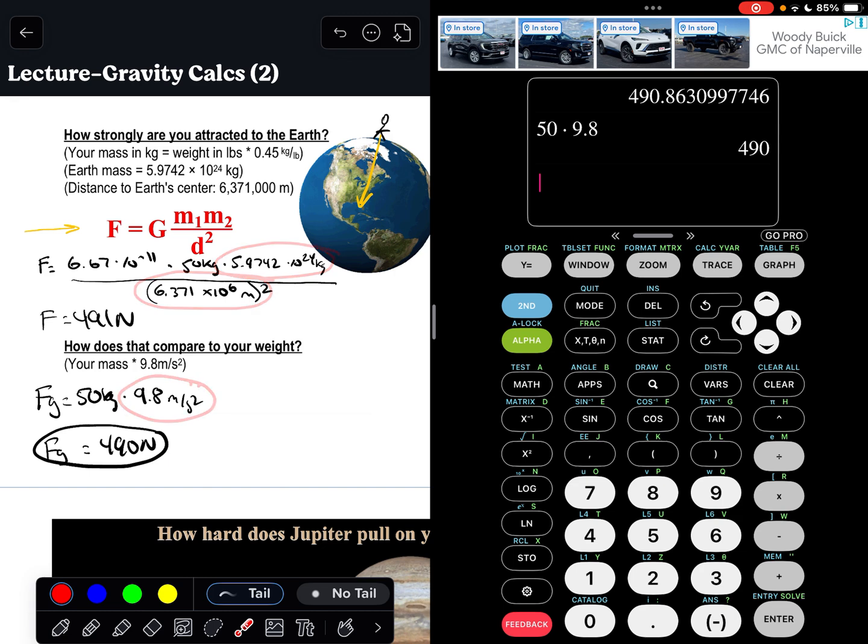So all we've done is taken all this good stuff here, simplified it down to 9.8, and all you've got to do, no matter where you are on the surface of the Earth, is multiply 50 times 9.8, and you're all set. Now, this only works for Earth because that's the mass of the Earth and the radius of the Earth. If you go to a different planet, obviously, your numbers change. Okay, so there you go.